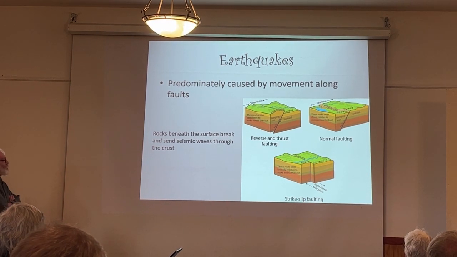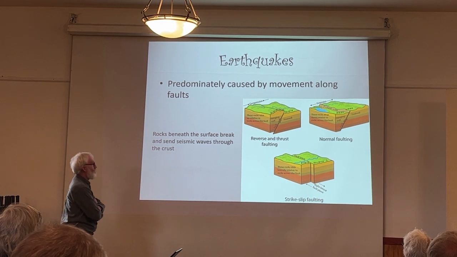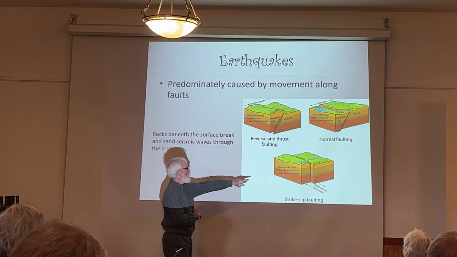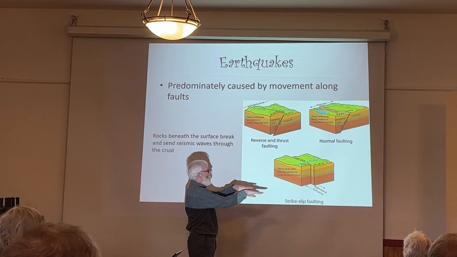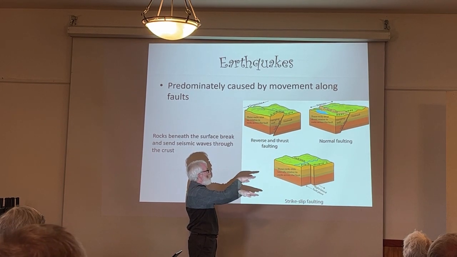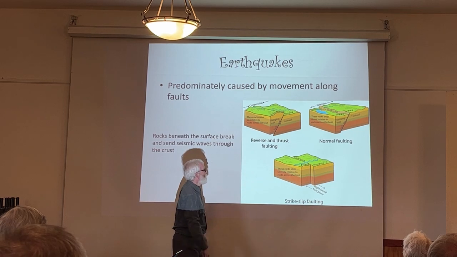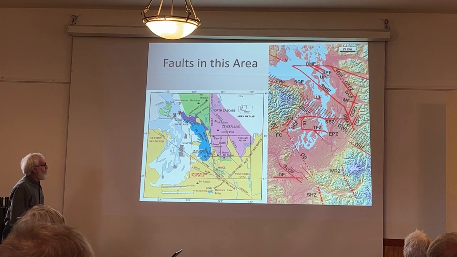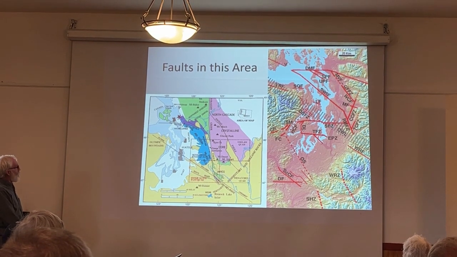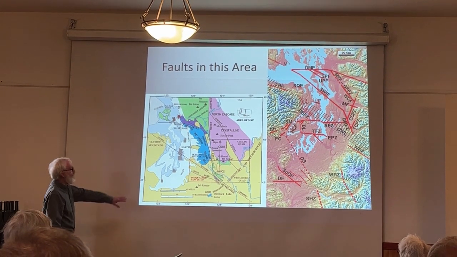So let's go over faults real quick. There's strike slip faulting, that's like the San Andreas fault. They just go like that. And we have reverse thrusting and normal faulting. Next one. Okay. Here's kind of a mega picture of the Northwest.